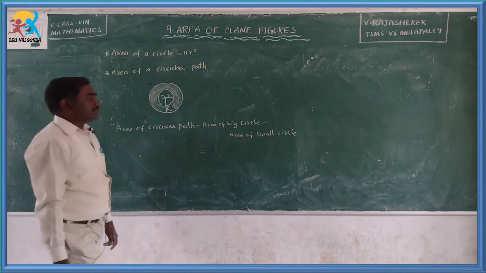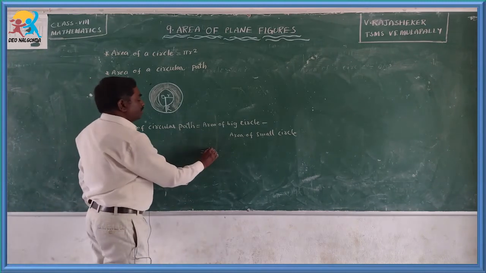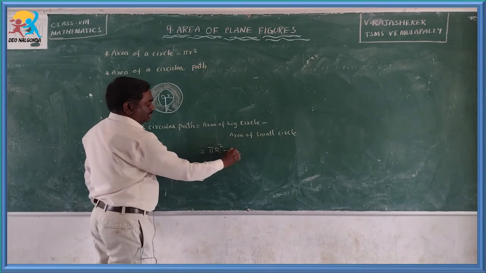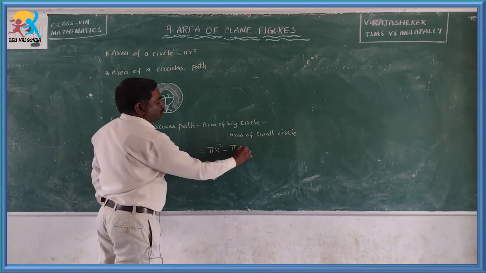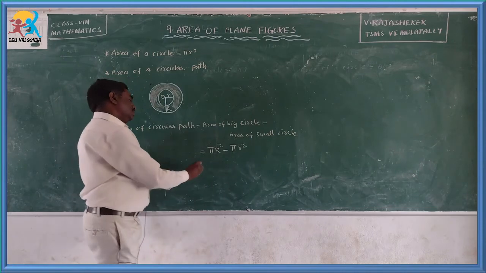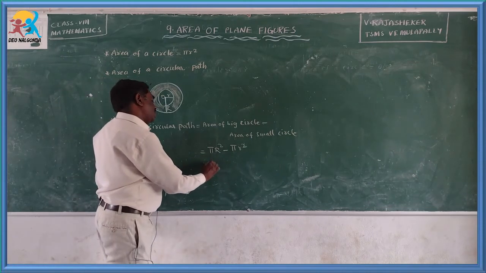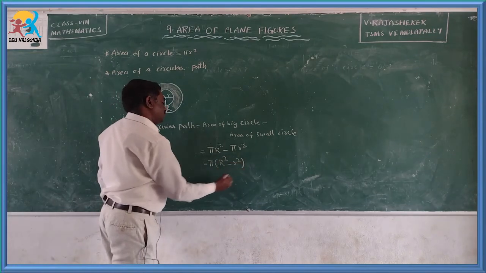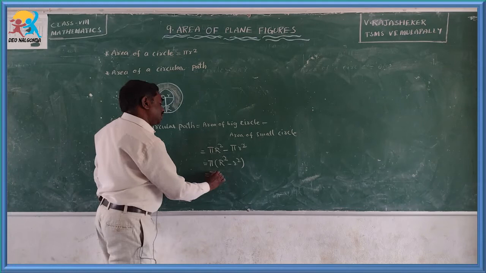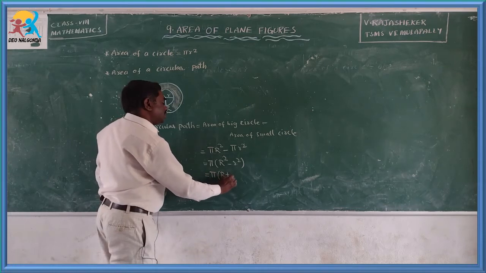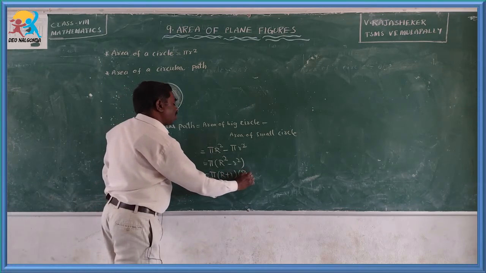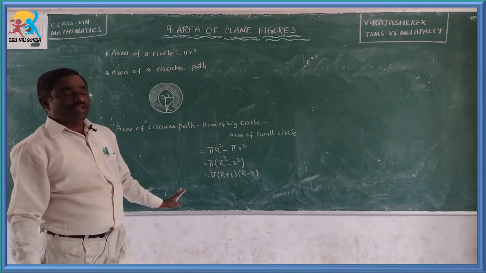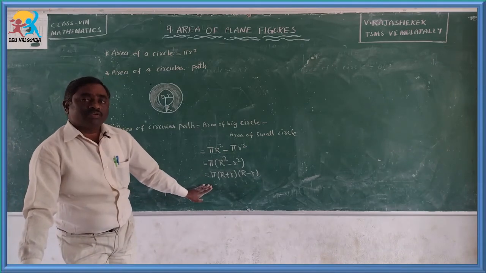So what do we get? Big circle area pi capital R square minus small circle area pi small r square. So here we can write pi as common and capital R square minus small r square. This also can be written as pi into R plus r into R minus r. So this is the area of circular path.